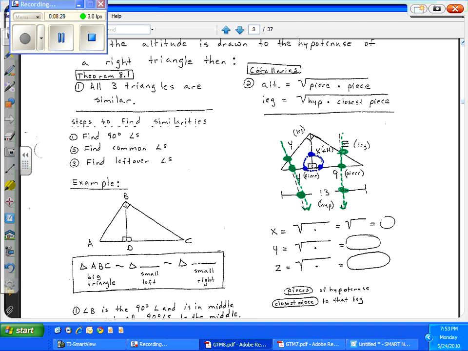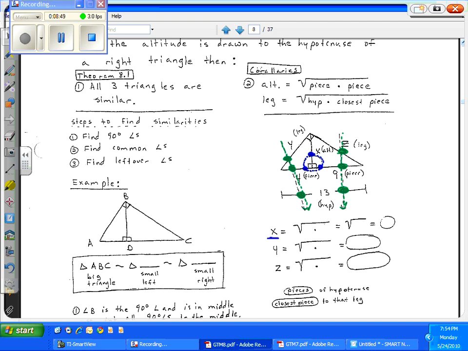This arrow hits three things. It hits that leg, this piece of the hypotenuse, this piece of the hypotenuse and the whole hypotenuse. So this leg Z is a geometric mean between the hypotenuse and the piece of the hypotenuse closest to it. Okay?